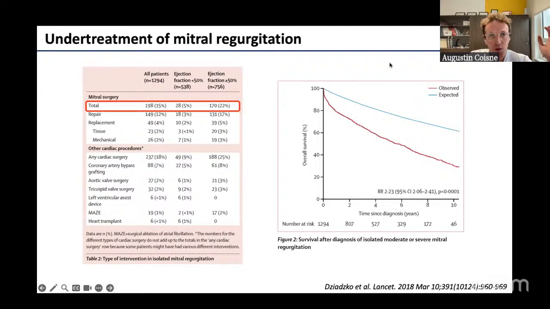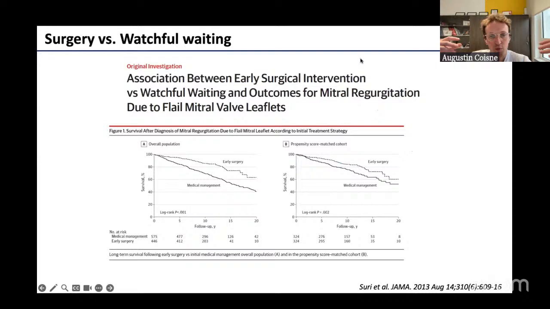So what can we do to improve this undertreatment? First of all, we can try to propose something earlier, and there are more and more data supporting that early surgical intervention may benefit this population with primary MR. And there is an ongoing RCT in France where we randomize patients to early surgery versus medical treatment. We are expecting to finish the inclusion in 2 years and get the data within the next 5 years.